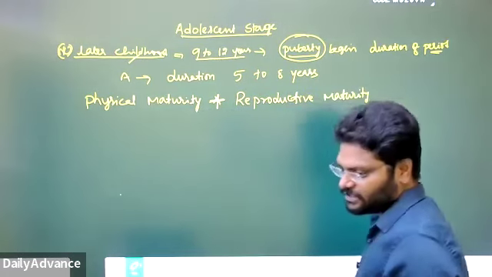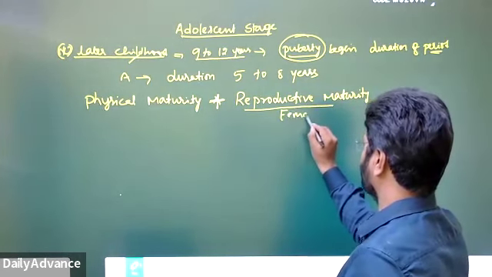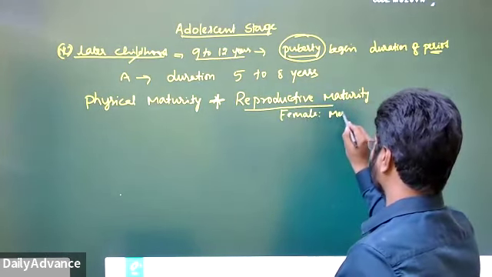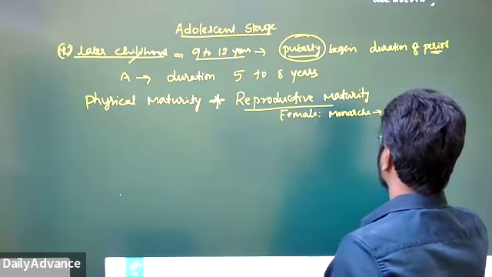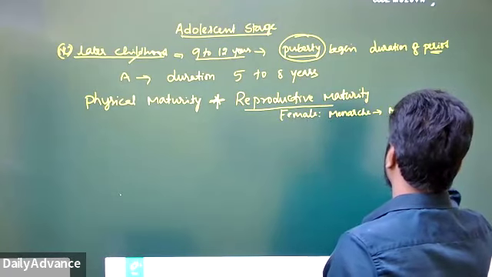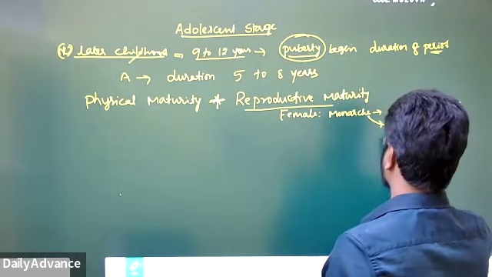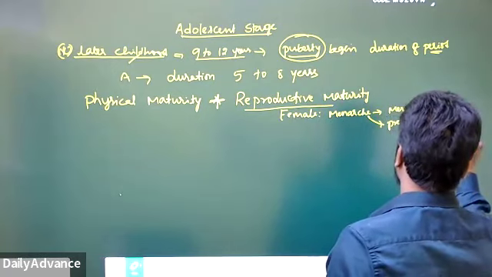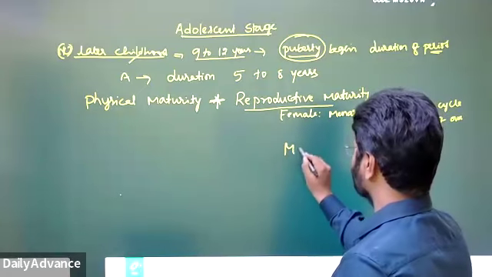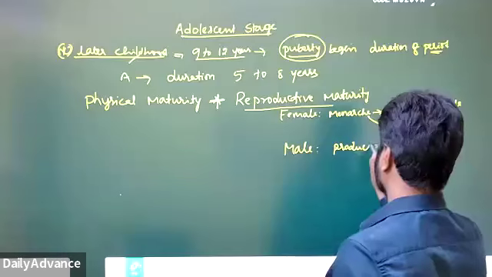Reproductive maturity in the sense of female means development of menarche and starting of the menstrual cycle, so production of the ova. In male, it means production of sperms.